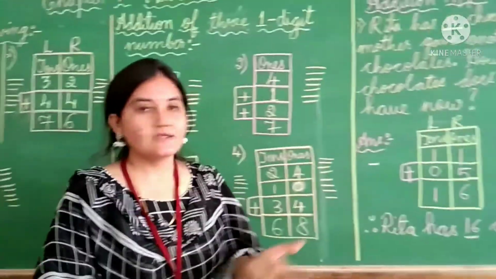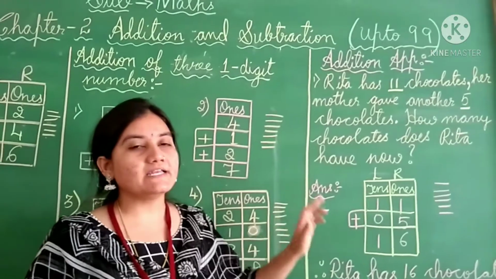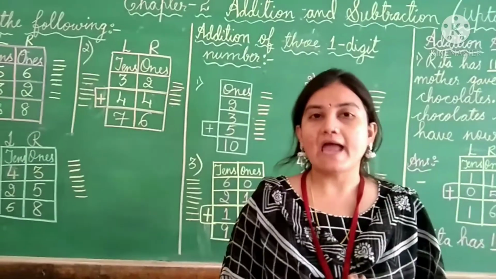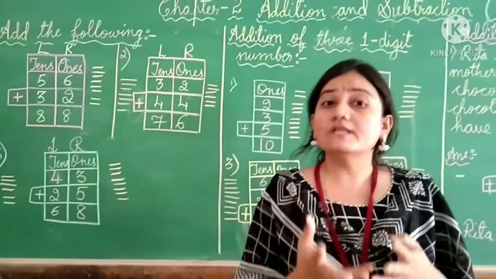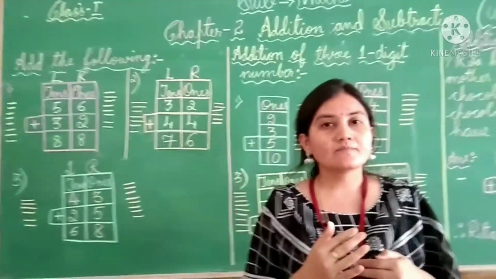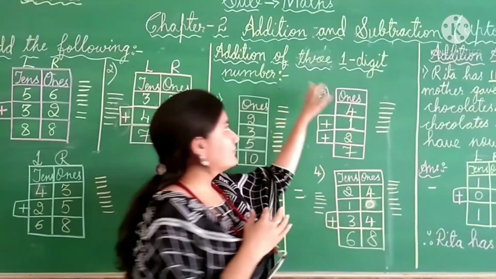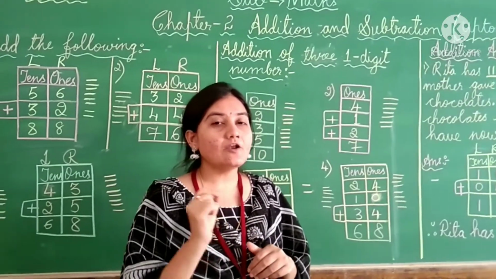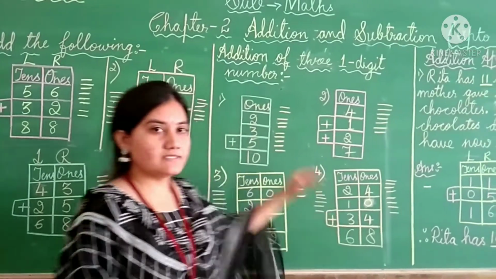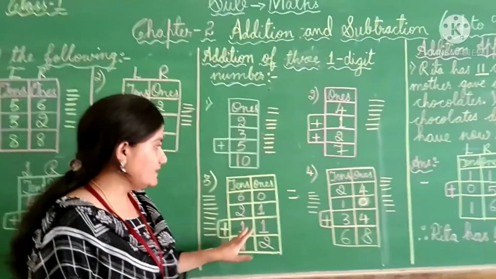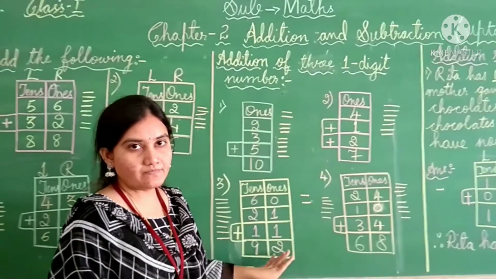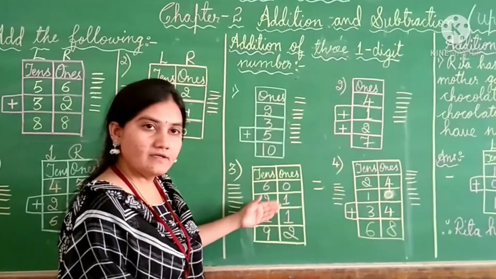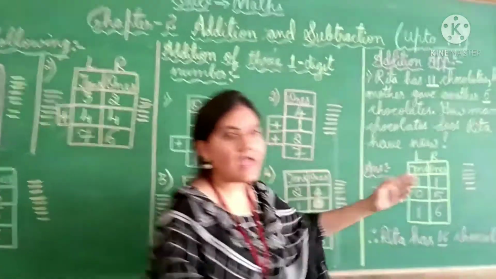Got it, children? This is the method for how you have to do the addition word problem. Got it, children? Hope you all have understood how to do addition of 2-digit numbers, how to do addition of 3 1-digit numbers, then addition of 3 2-digit numbers. See, this is addition of 1-digit numbers and this is addition of 2-digit numbers.